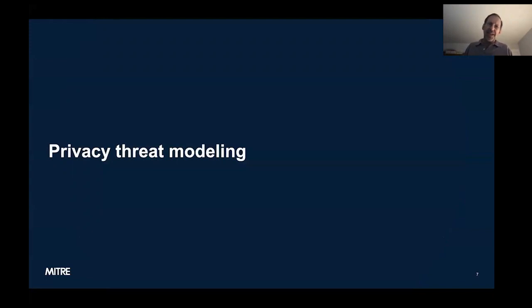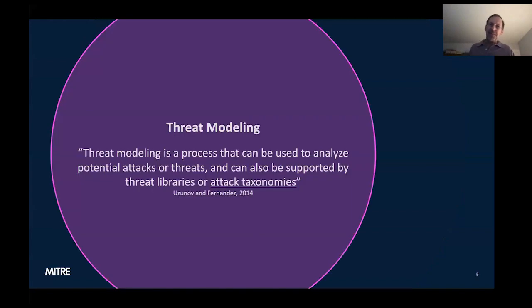All right, so let me get into privacy threat modeling per se. And let me start with a general definition of threat modeling. This is one which I think is generally accepted. And I've underlined attack taxonomies here because that is what Panoptic is. Panoptic is a privacy threat taxonomy, much in the same way that MITRE ATT&CK is a cybersecurity attack taxonomy.